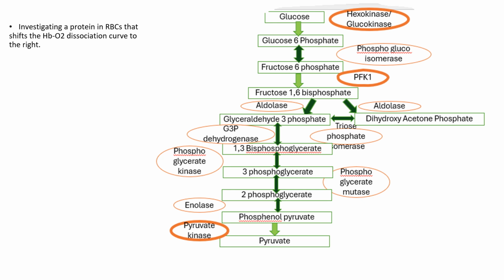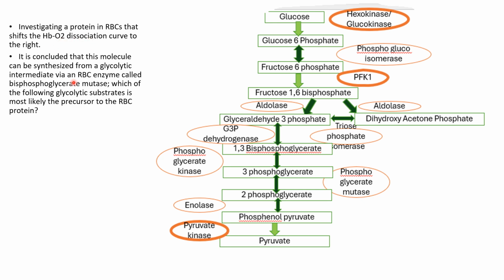and we will finish it off with a question which is asked in USMLE. A group of researchers are investigating a protein in the RBCs that shifts the hemoglobin oxygen dissociation curve to the right. Okay, it is concluded that this molecule can be synthesized from a glycolytic intermediate via an RBC enzyme called bisphosphoglycerate mutase. So there is a glycolytic intermediate from which that molecule is synthesized. So which of the following glycolytic substrates is most likely the precursor to the RBC protein? This is what the question is.